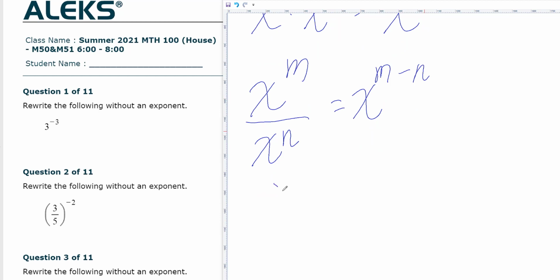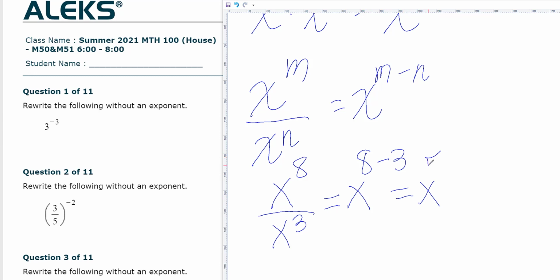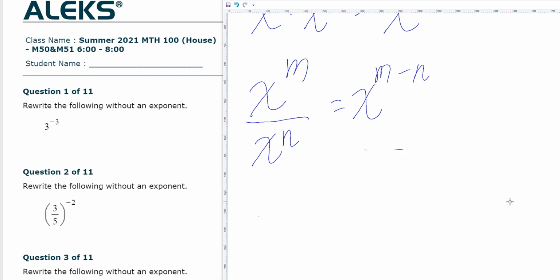If I had x to the 8th over x to the 3rd, that would be x to the 8 minus 3, or x to the 5th, according to the rule. Because when you divide, you subtract. But what if the exponents were different, where the biggest exponent is on the bottom? So x to the 3rd over x to the 8th.